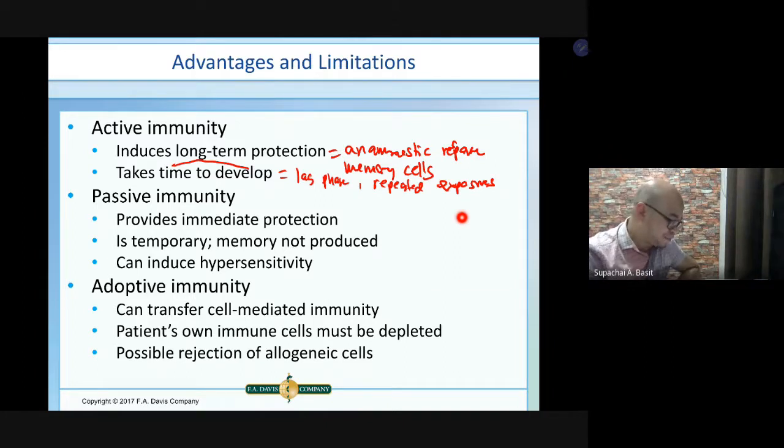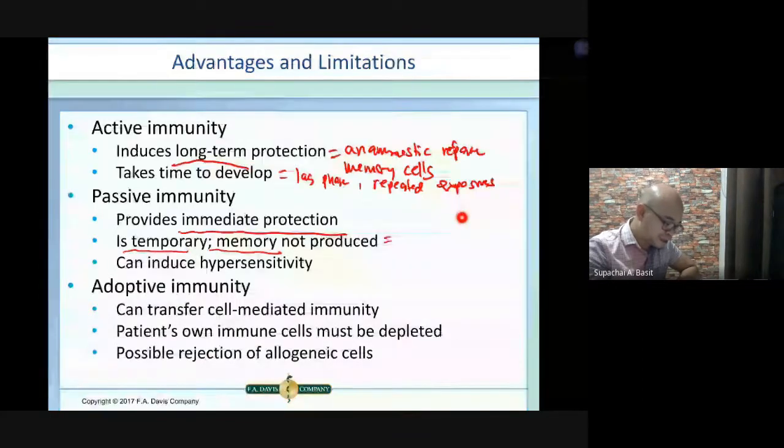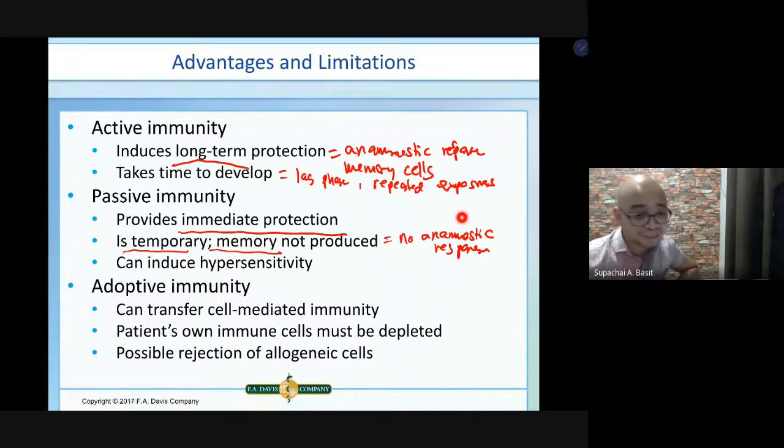Passive immunity provides immediate protection. Okay? However, it is temporary because memory is not produced, meaning there is no amnestic response. Memory cells did not participate. And another thing is that since the products are made from animals, the possibility of a hypersensitivity reaction is very high.